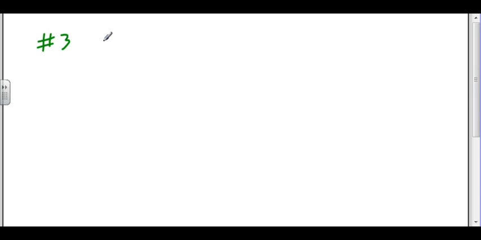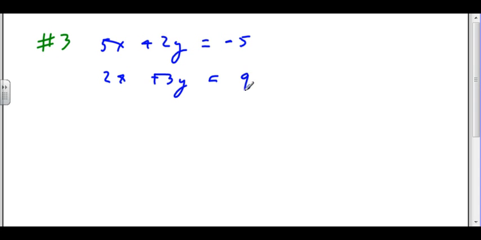So I've got 5x + 2y = -5, and I've got 2x + 3y = 9. Excellent. And we'll take our calculator, turn it on, and go to system of equations, second function system of equations. We have to quit in order to do it.